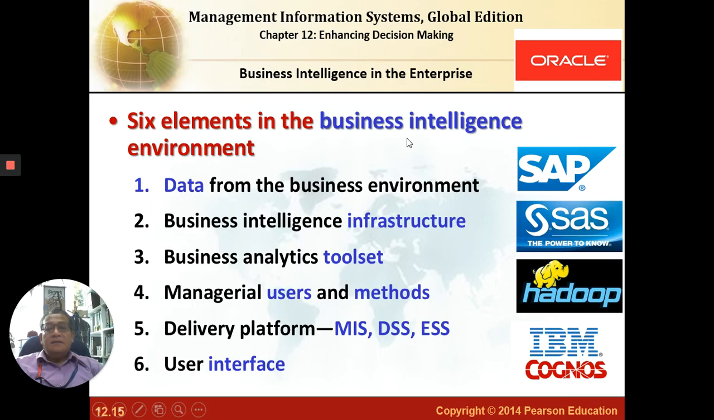So basically, it starts from data. As the first element, it needs the data, the raw material, and it needs the infrastructure to hold it, house it, or manage it. And later, you need certain software like Hadoop or SAS to analyze it. This is what we call a tool set. And you need the user, which is the manager or the executive that uses the system, and a certain type of method in order to process it.